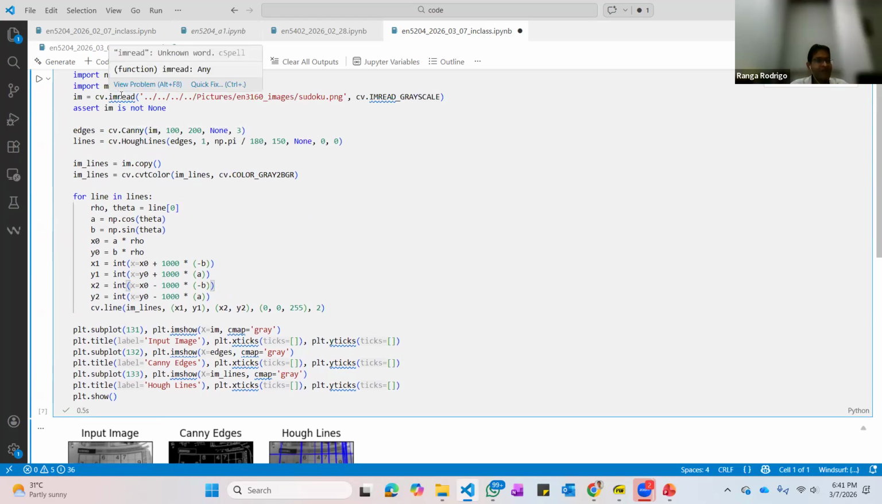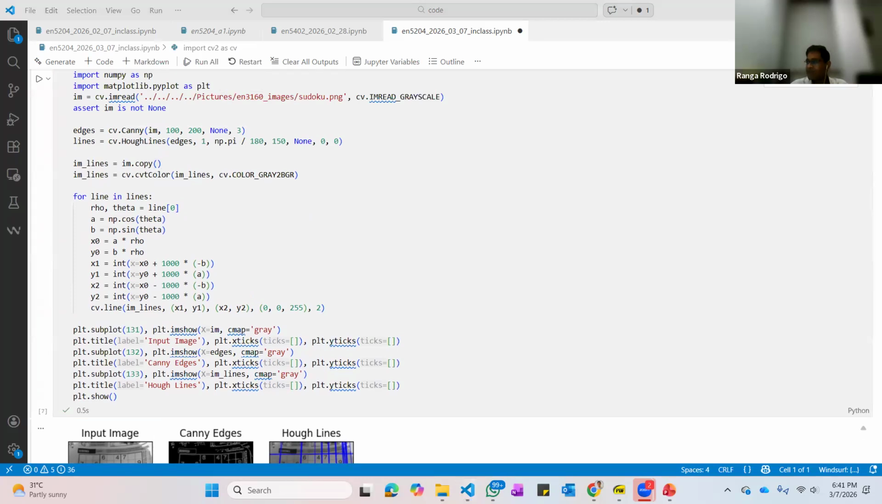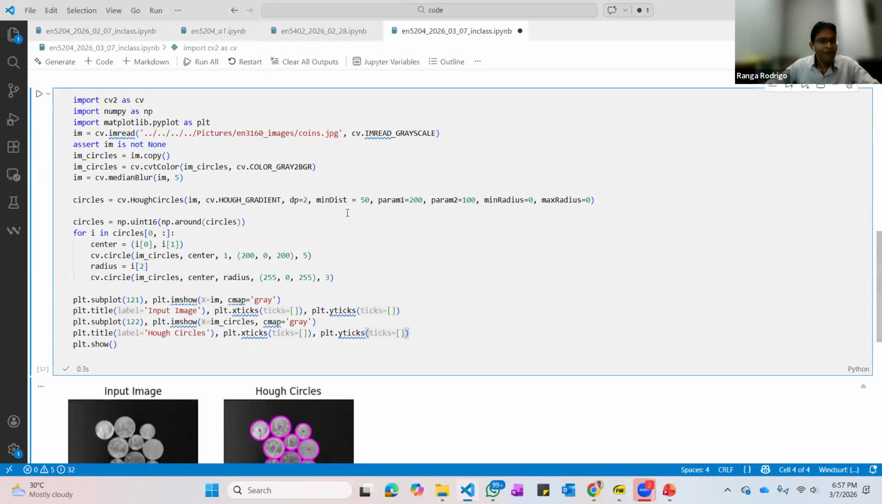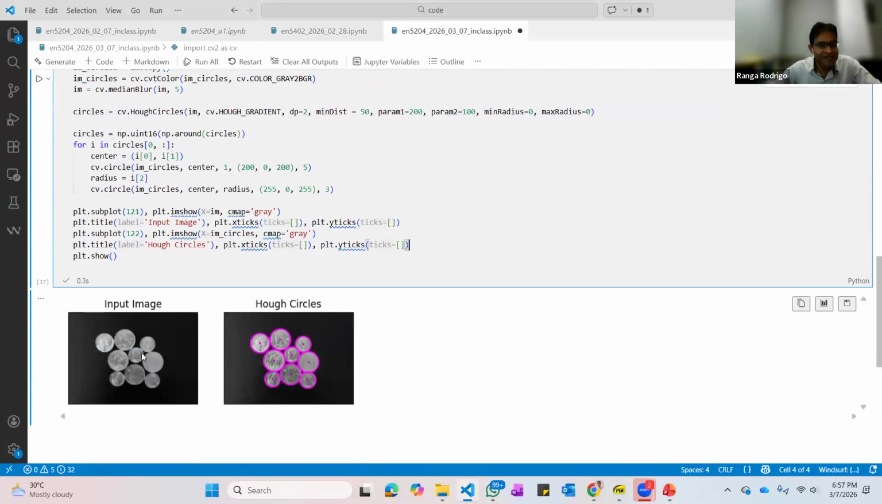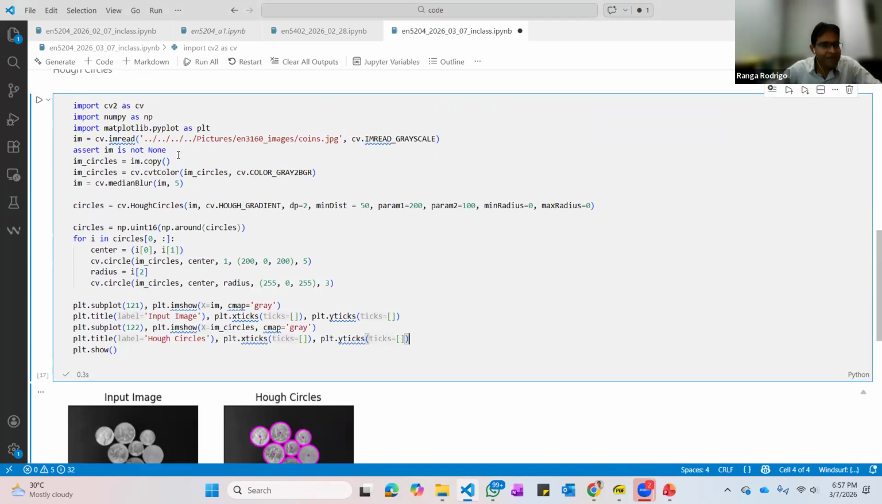Why is it complaining? Read unknown word. Okay, so once again, you can see the Hough circles. So we want to detect circles in this coin image. 1, 2, 3, 4, 5, that many coins are there. And the things that we have to do are you open that coins image once again, and then you make a copy of that image. Of course, you test whether the image has been properly opened, and then you convert the copy to color because you want to plot that in color.